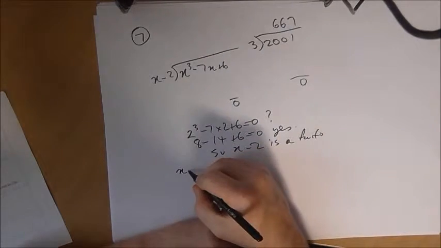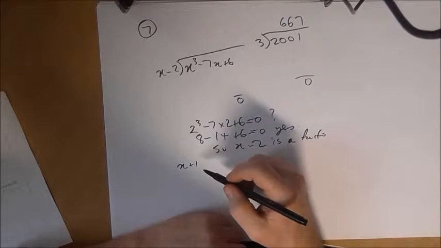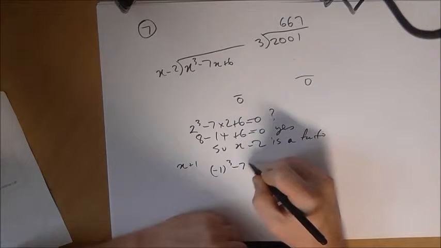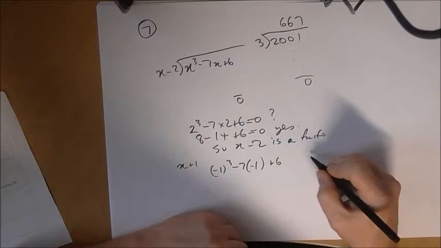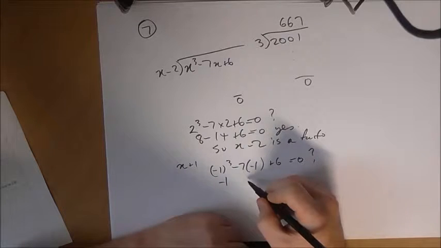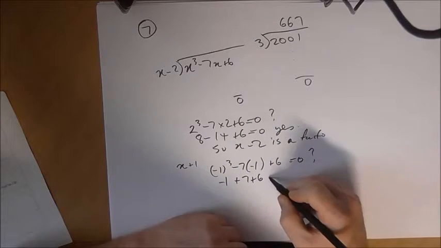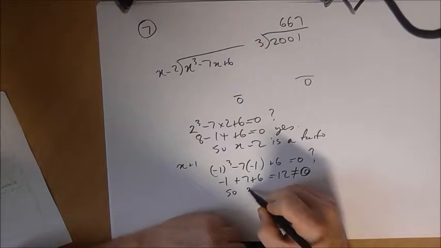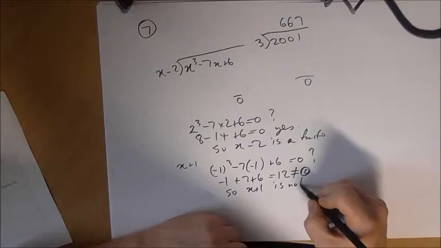What about x plus 1? When is that 0? x equals negative 1. Substitute negative 1 in. Is that 0? Negative 1 plus 7 plus 6 is equal to 14, which is not 0. So x plus 1 is not a factor.